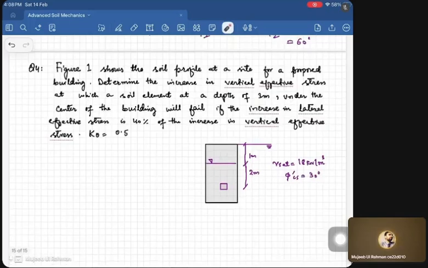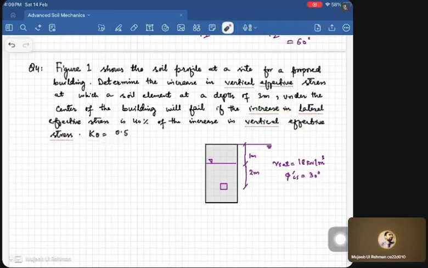Figure 1 shows the soil profile at a site for a proposed building. Determine the increase in vertical effective stress at which a soil element at a depth of 3 meters under the center of the building will fail, if the increase in lateral effective stress is 40% of the increase in the vertical effective stress. Okay, and K naught condition is given. K naught condition prevails, as K naught is given as 0.5.